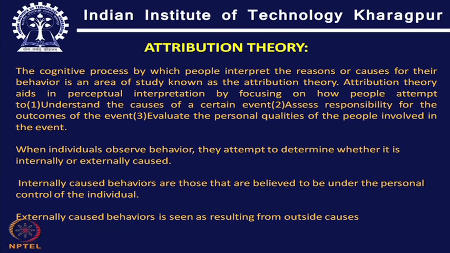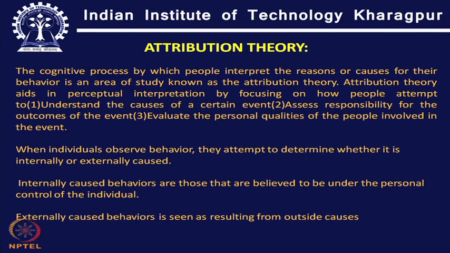Next we come to the discussion of attribution theory. Attribution theory is how people interpret the reasons or causes for their behavior, why something is happening in this way and to whom the cause can be attributed. So, this comes under the domain of attribution theory.